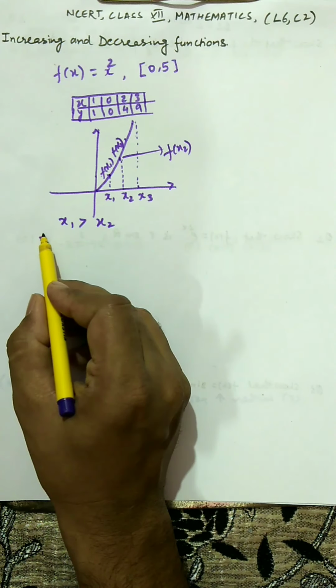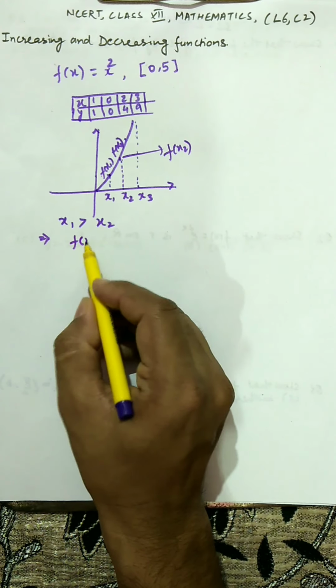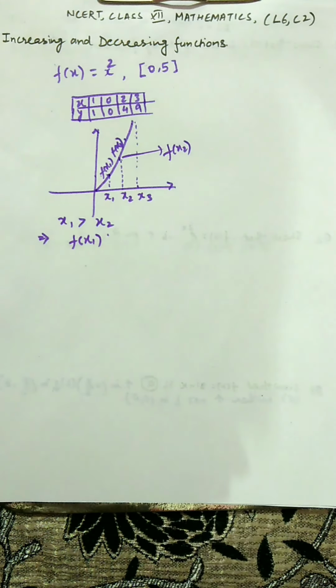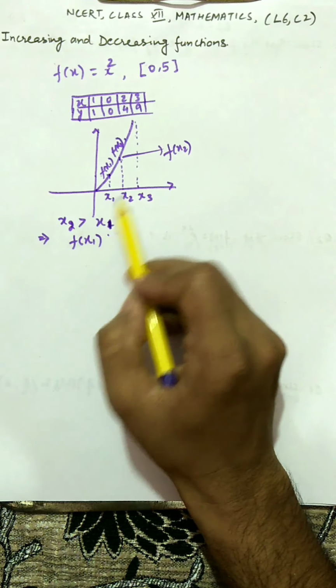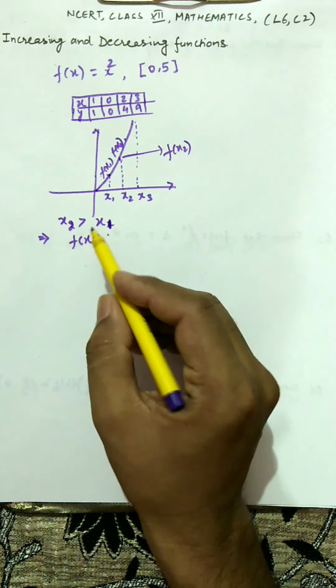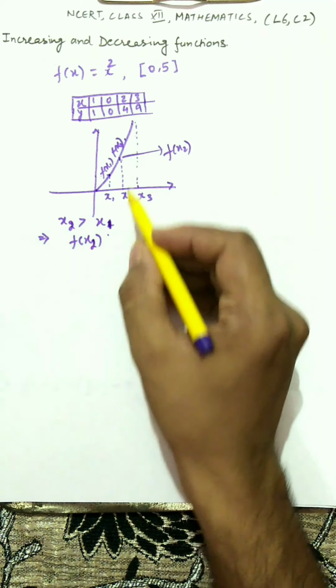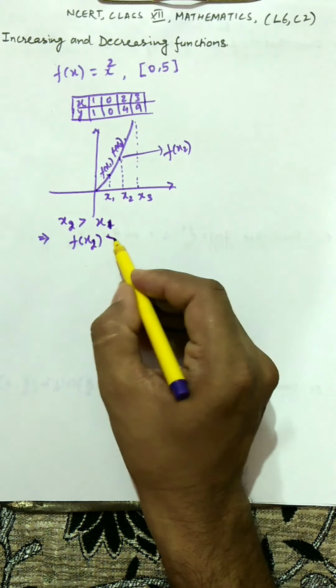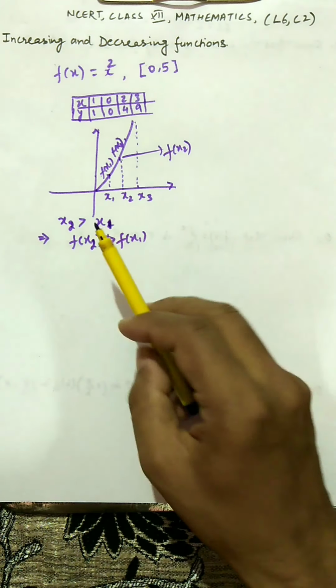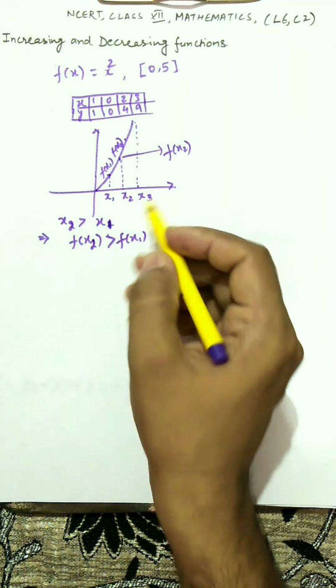So you are getting this condition: x2 is greater than x1, and you can see the value of f(x2) is also greater than the value of f(x1). It is the case for all other points also.